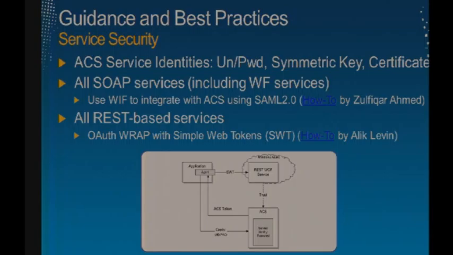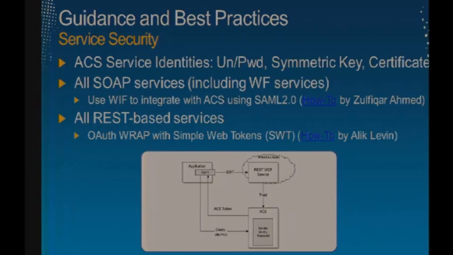The first one is username and password, so you can create a service identity in ACS that you retrieve a ticket for using a username and password. Then the second option is using a symmetric key. And the final one, actually the most secure one, is using certificates. So the consumer of your service needs to have a certificate in order to go to ACS, get a ticket for that service identity, and then pass that service identity ticket in order to access your web service running in Azure.